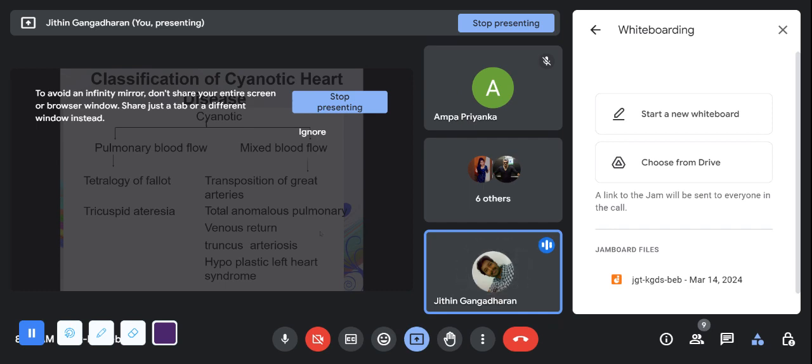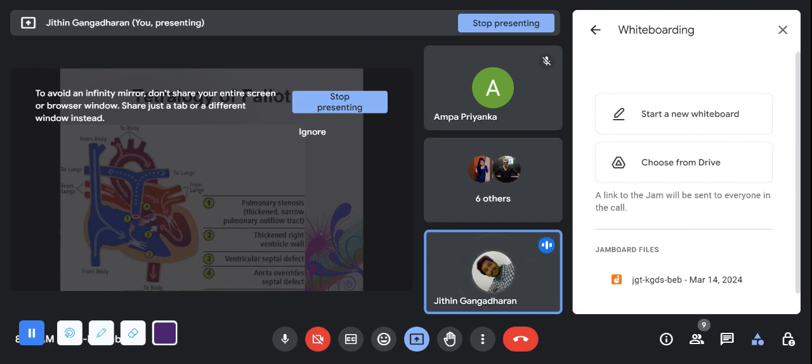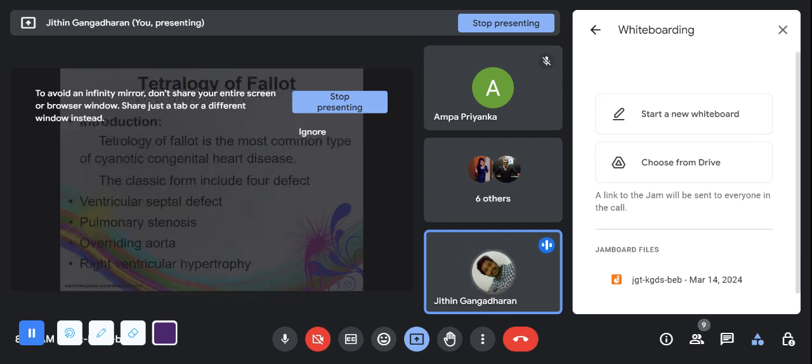And next is the mixed blood flow. Okay, so we'll check one by one. The tetralogy of Fallot. What is the tetralogy of Fallot? Pulmonary stenosis, ventricular septal defect, overriding aorta, and right ventricular hypertrophy. We have explained this tetralogy of Fallot, right?